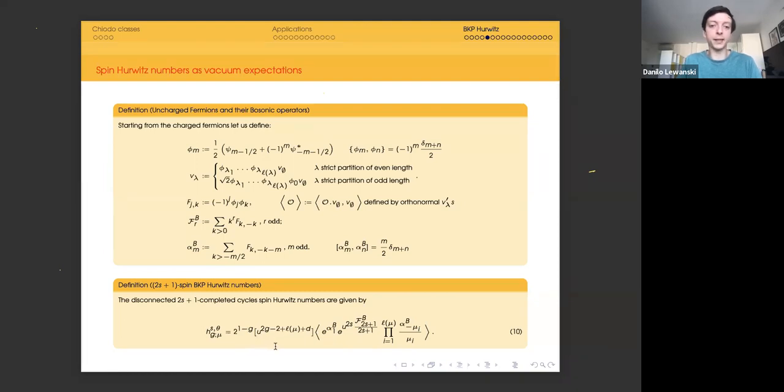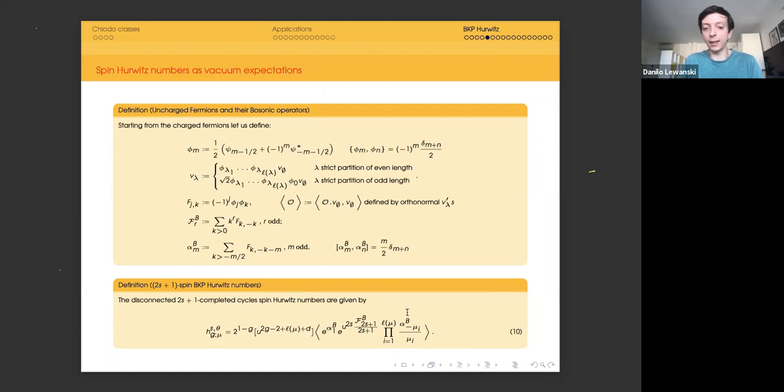So my point here is that you can build a completely analogous world of fermions. In this case, it will be uncharged fermions, but there is a definition of all the operators F and alpha that you need to express your Hurwitz numbers as vacuum expectations of these operators.